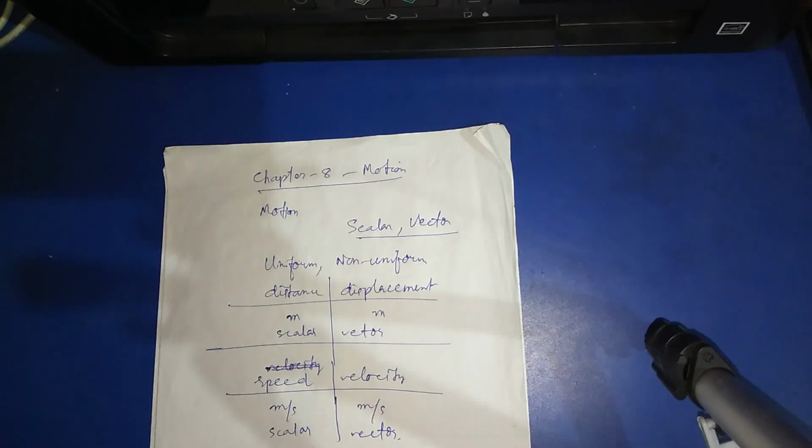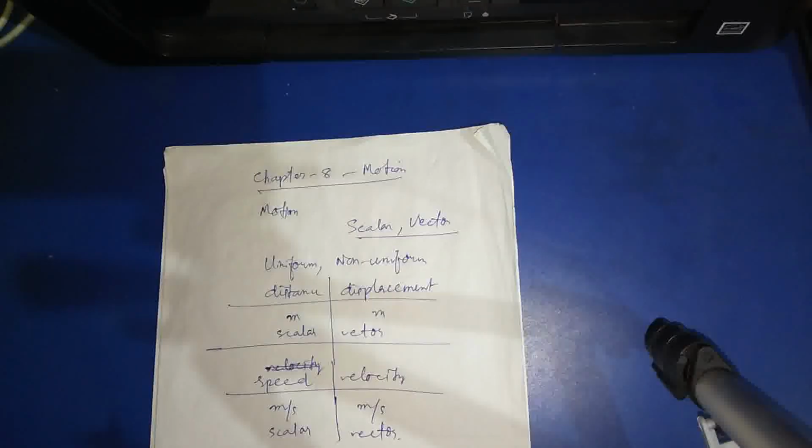Then the other one is displacement. Displacement is a measure of the straight line between the initial position and final position of the object or body. So we only measure in a straight line from the initial point to the final point. Its SI unit is also the same as that of distance, which is meter, but it is a vector quantity because it depends on the direction.